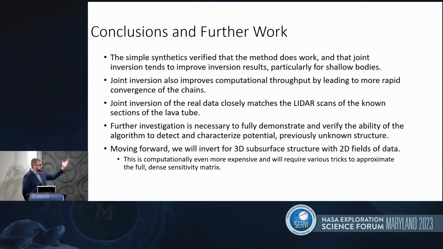The simple synthetics verify that the method does in fact work. Joint inversion improves computational throughput by leading to a more rapid convergence of the chains, and the joint inversion of the real data closely matches the LiDAR scans of the known sections of the tube. Further investigation is necessary to fully demonstrate and verify the ability of the algorithm to detect and characterize some potential previously unknown structure. And then moving forward, we intend to invert for 3D subsurface structure with 2D fields of data.